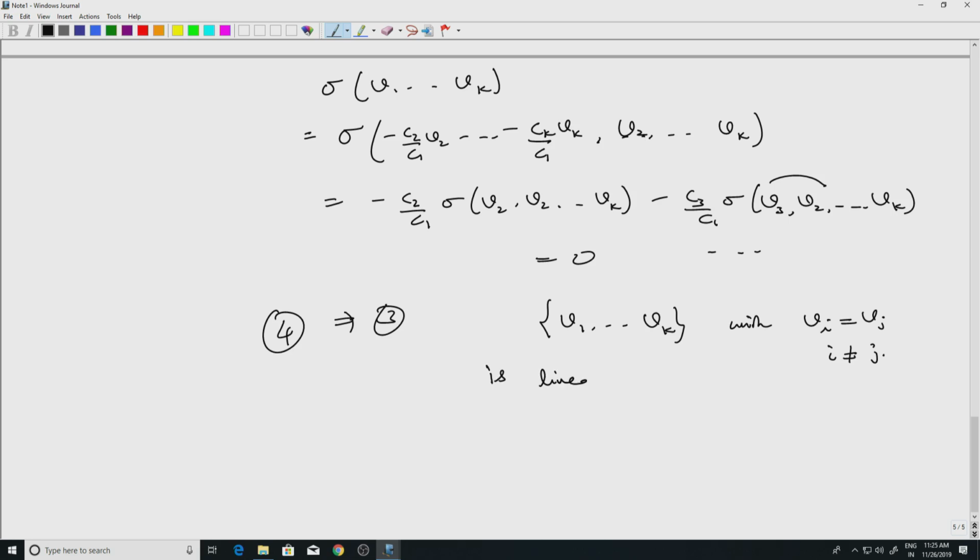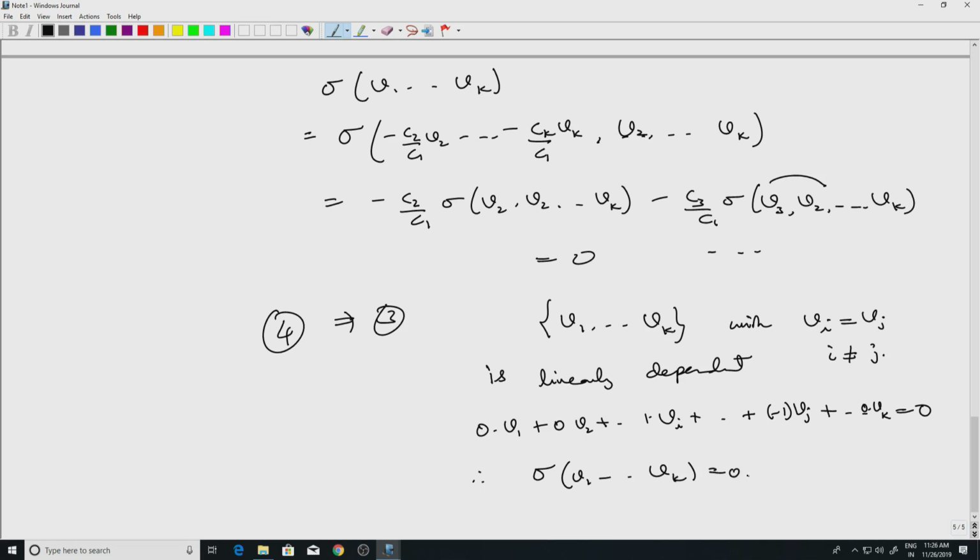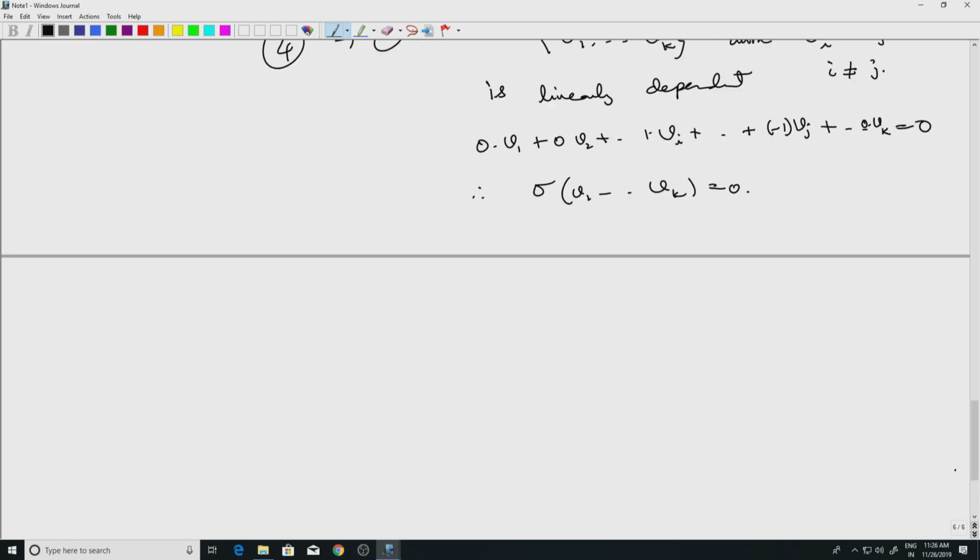This is linearly dependent because I can put 0 times V1 plus 0 times V2 and so on, plus 1 times Vi, and go on putting zeros in everything except when it comes to the jth slot, minus 1 times Vj equal to 0. So this is linearly dependent. So therefore I can conclude that sigma V1 up to Vk equal to 0. Right. These are various ways of thinking about alternating forms.